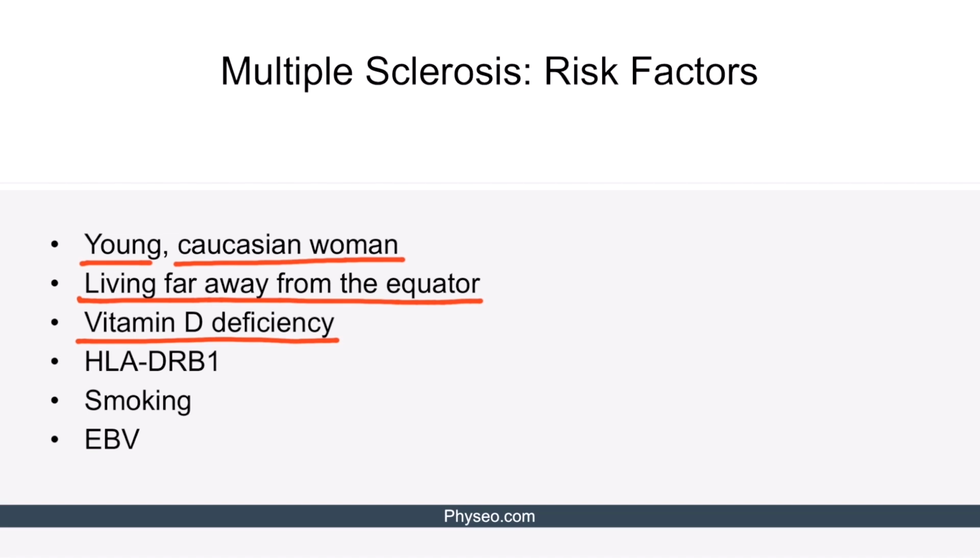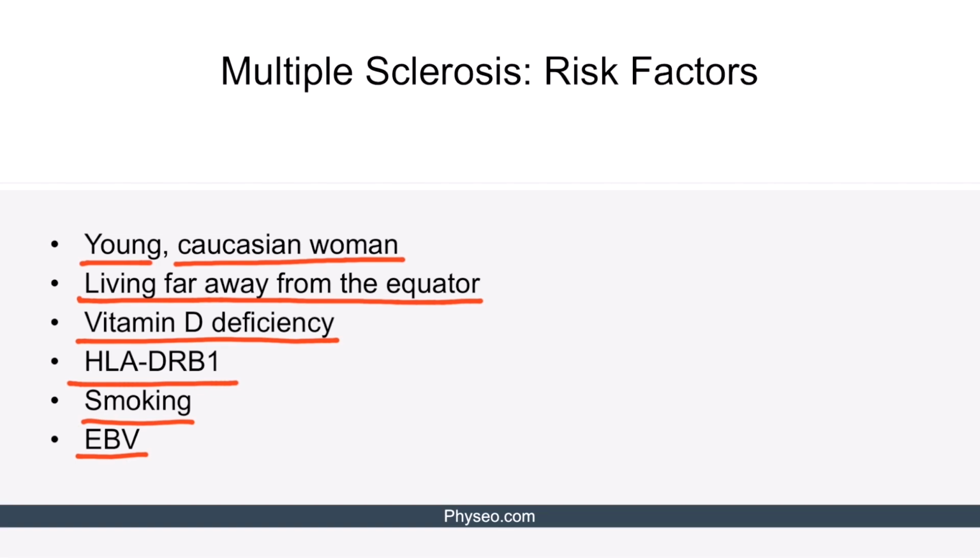Other testable risk factors include HLA-DRB1, smoking, and an EBV infection. The evidence for these 3 risk factors comes from robust epidemiological studies that have noted a statistically significant association between these risk factors and multiple sclerosis. Now, HLA-DRB1 simply increases one's genetic predisposition to multiple sclerosis.